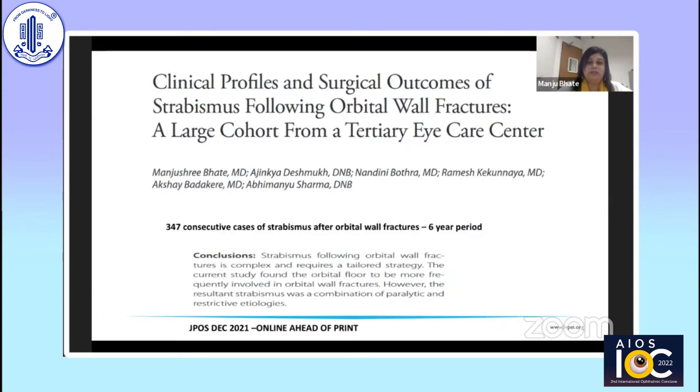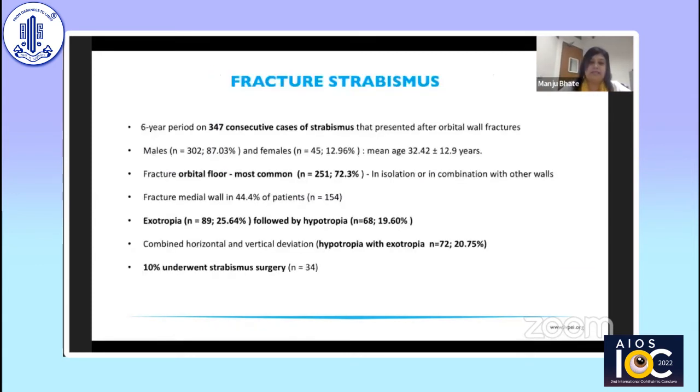So this brings us to one of our recent publications in JPOS, which is now online, which looks at the clinical profiles and the surgical outcomes of strabismus following orbital wall fractures. And this was a large cohort of 347 strabismus cases. Some of the salient features were that we had more of males affected.